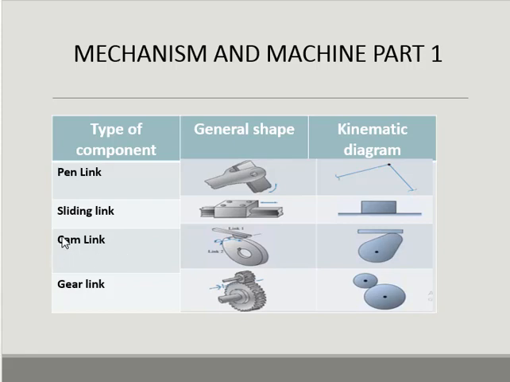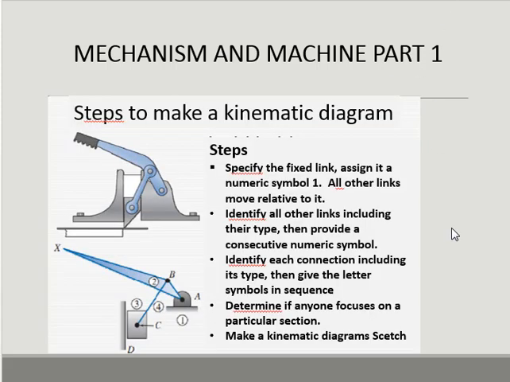And then for the cam link, for this picture you can draw a line and cam shaft like this. This is for the cam. And for the gear link picture like this, you can draw two circle shapes with two knots or two joints like this. And then finally we can start to make a kinematic diagram. This is the step to make a kinematic diagram.